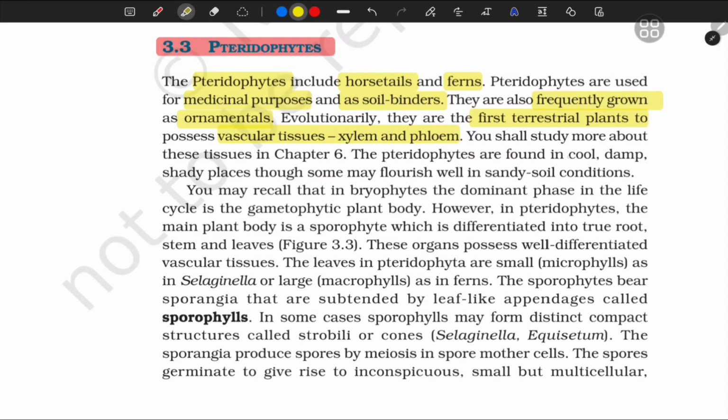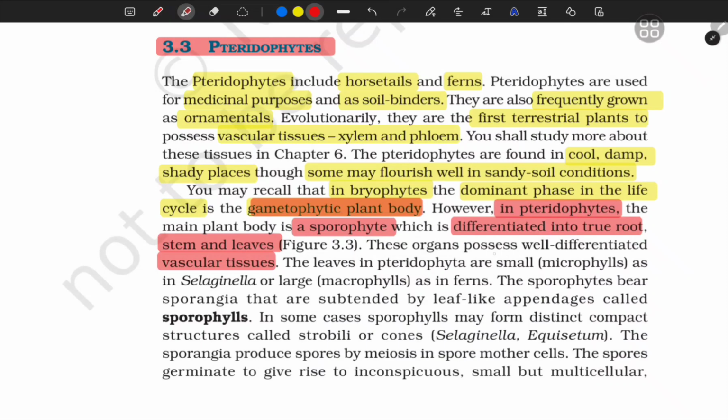The pteridophytes are found in cool, damp, shady places, though some may flourish well in sandy soil conditions. You may recall that in bryophytes, the dominant phase in the life cycle is the gametophytic plant body. However, in pteridophytes, the main plant body is a sporophyte, which is differentiated into true roots, stem, and leaves. These organs possess well differentiated vascular tissues.